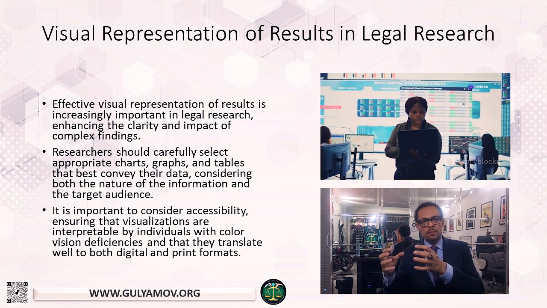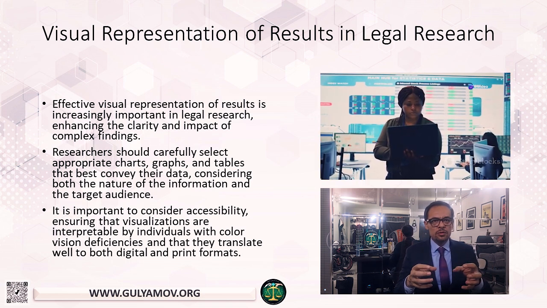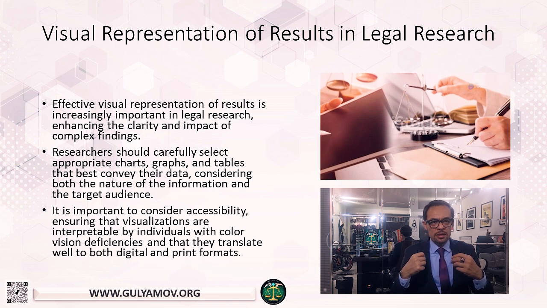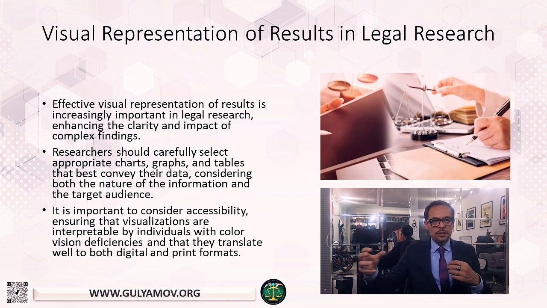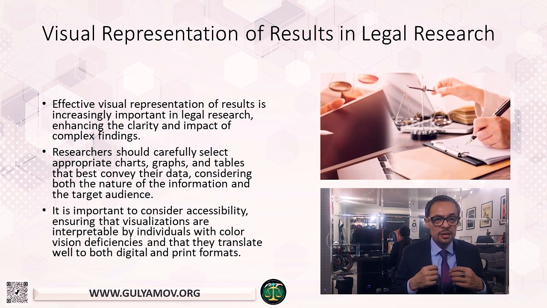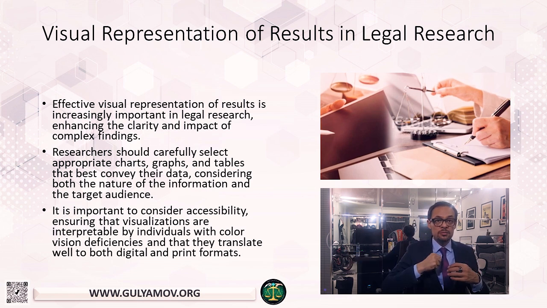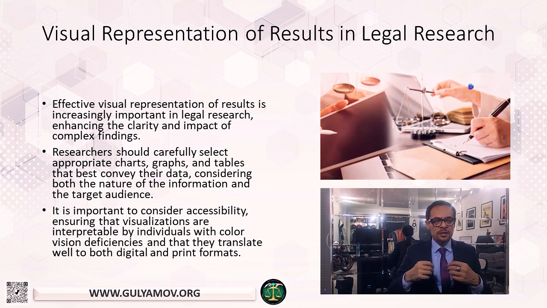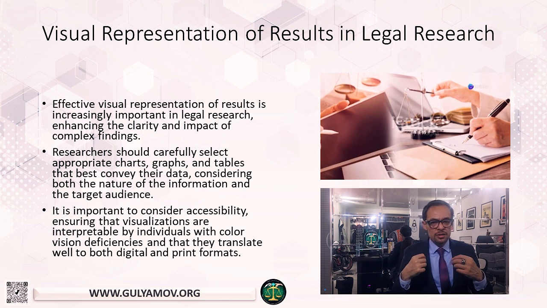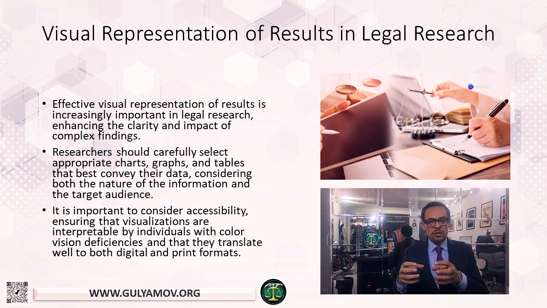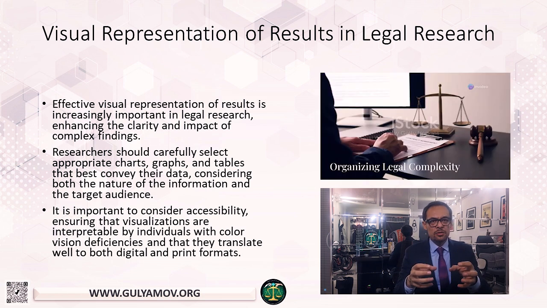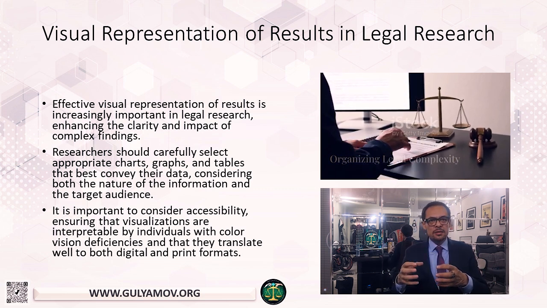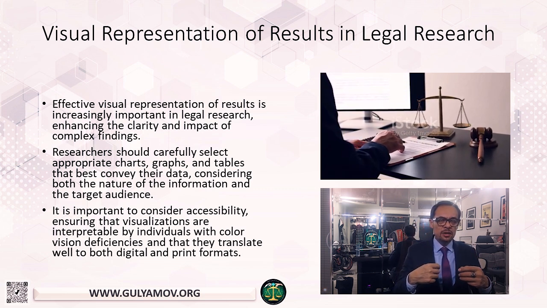For example, a study on the evolution of privacy law might use a timeline infographic to illustrate key legislative and judicial milestones. Flowcharts can be particularly useful in representing legal processes or decision-making pathways, such as illustrating the stages of alternative dispute resolution mechanisms. When presenting spatial data, such as in studies of environmental law or jurisdictional issues, maps can provide powerful visual insights. Researchers should ensure that all visual representations are clear, accurately labeled, and accompanied by explanatory captions.